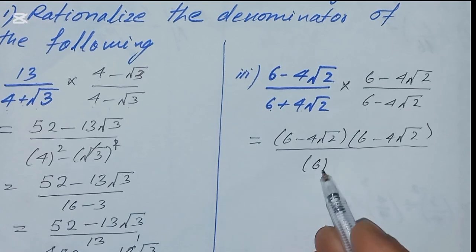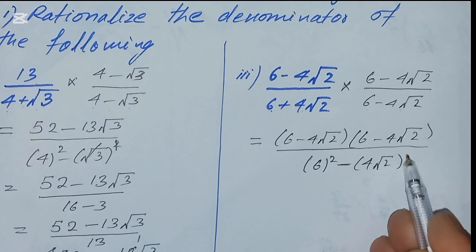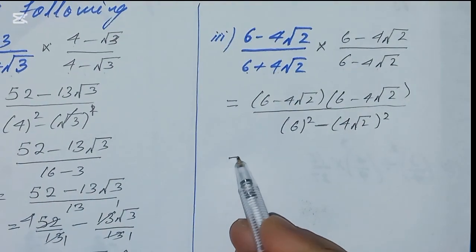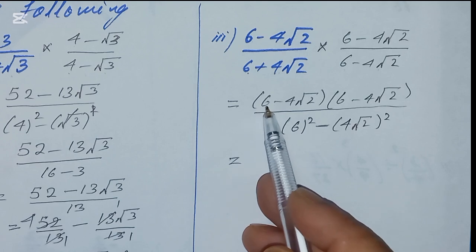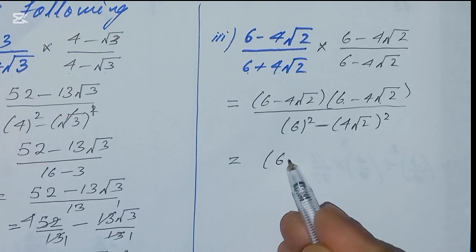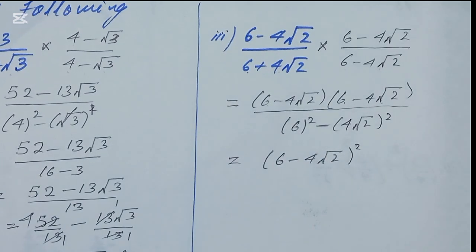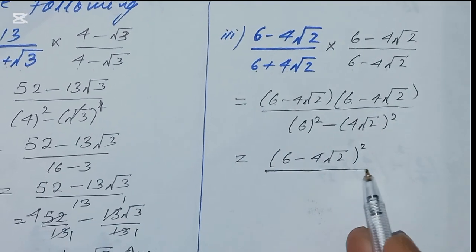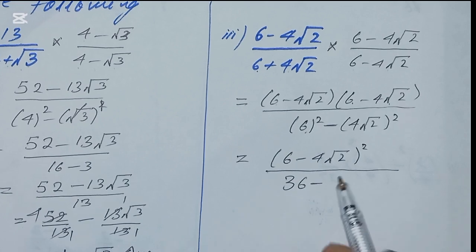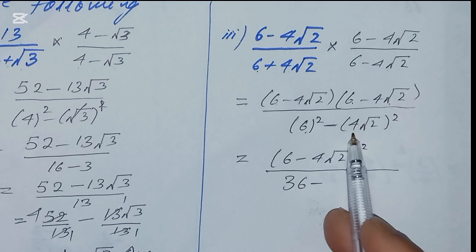It will be equal to first term square minus second term square, and in numerator this can be written as first term minus second term, first term minus second term. This can be written as first term minus second term whole square. This can be written in this way, and in denominator we have 6 square is 36 minus, and this square is the value square of 4 and under root 2.